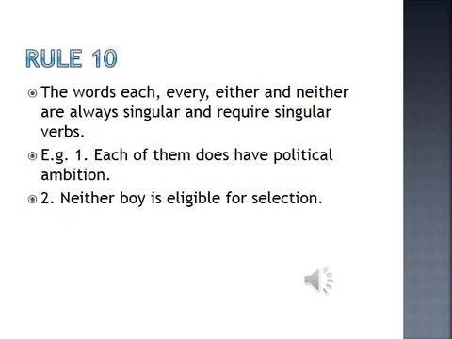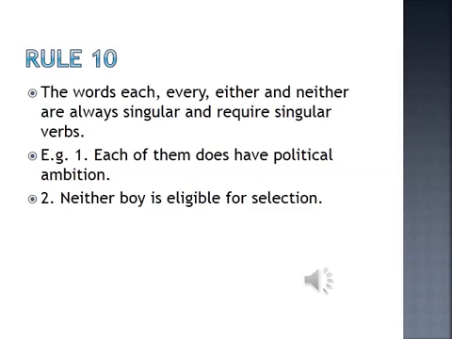Let us study rule number 10 on spotting the errors. When we are using the words each, every, either and neither, they are always used singularly and they always require singular verbs. Each of them does have political ambition. Here, each and does. So does is singular. So each of them does. Though them is there, we have to use a singular verb.